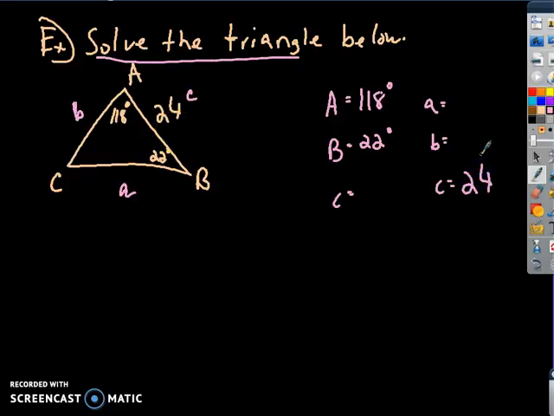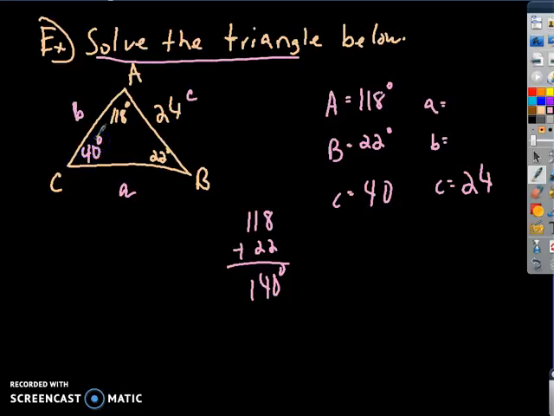So just looking at this, I have to have an angle on the side that matches in order to use the law of sines. I don't really have any right away. So you might want to see if you can figure out this third angle. One thing we know is all three of these angles have to add up to 180 degrees. So 118 plus 22 adds up to 140 degrees. That leaves me with 40 degrees left for this last angle, because the last angle has to make the sum 180. So this has to be 40 degrees.